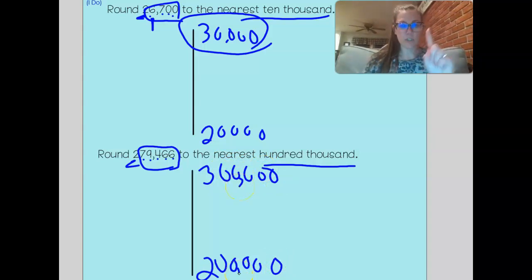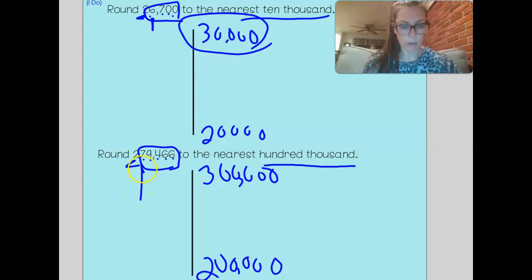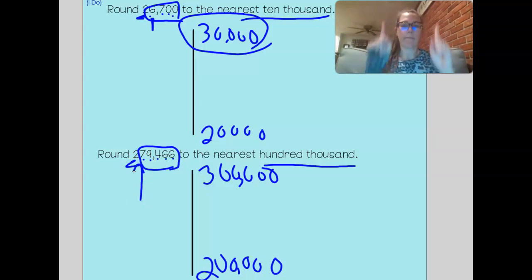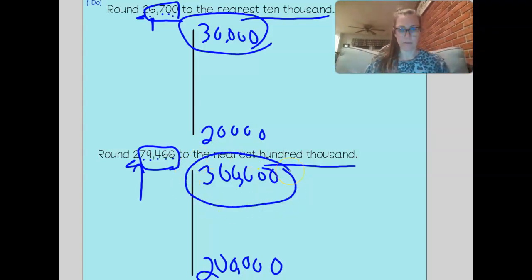All right, first digit in the box tells me which way to go. It is a 7. Am I going up or down? 4 or less, let it rest. 5 or more, up the score. 7 tells me to go up. I am going to round to 300,000.